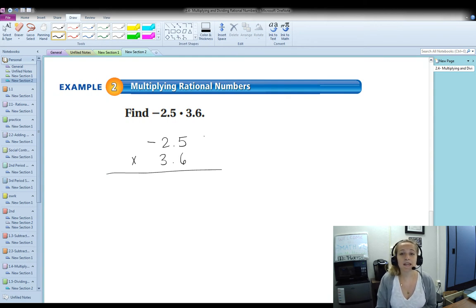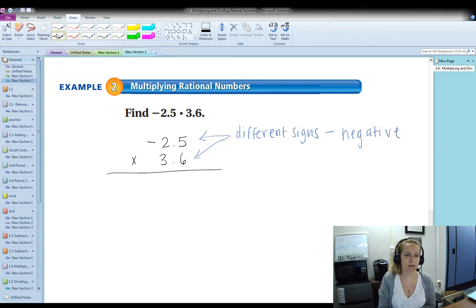Okay, right here, before we even start, let's identify whether my answer is going to be negative or positive. Well, are they different or the same signs? Well, I see one's negative, one's positive. That means they are different signs, which means that my answer is going to be negative. All right, so right there, I know my answer is going to be negative.